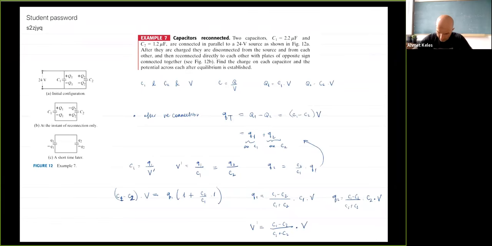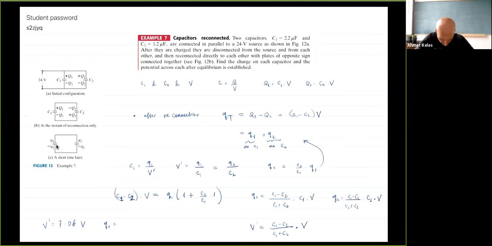Okay, maybe I can calculate these numbers. So let's put the numbers. Q1 is equal to C1 minus C2, open, 2.2 minus 1.2 divided by 2.2 plus 1.2, and multiply this thing with V. V is 24. So okay, V prime is equal to about 7.06 volt.